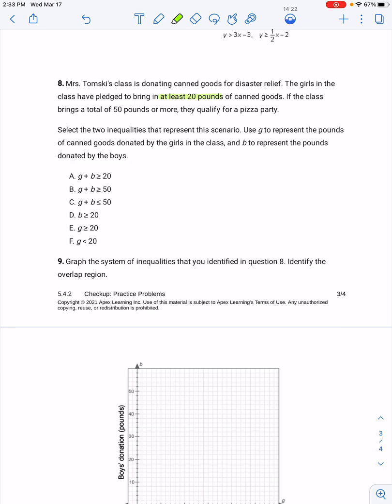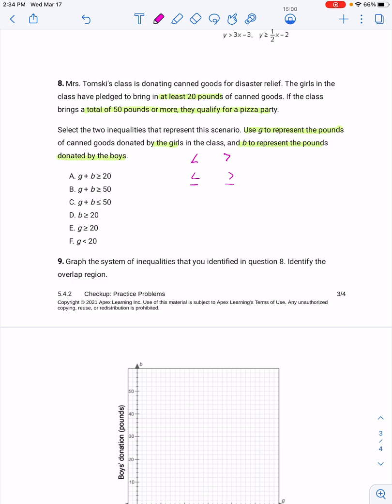If the class brings a total of 50 pounds or more, they qualify for a pizza party. Select the two inequalities that represent this scenario. Use G to represent the pounds of canned goods donated by the girls in the class, and B to represent the pounds donated by the boys. So we know that they have to have a total of 50 pounds or more. Remember, we have our inequality signs: less than, greater than, less than or equal to, or greater than or equal to.